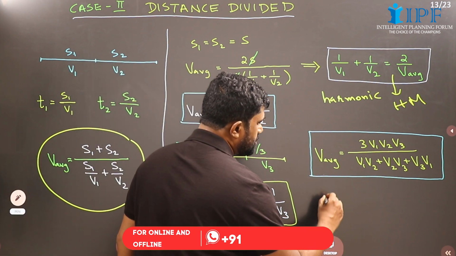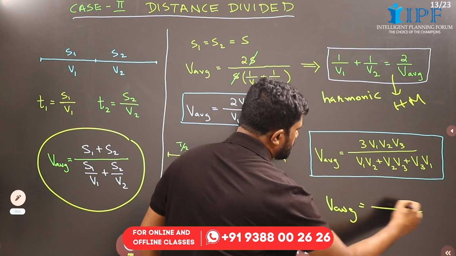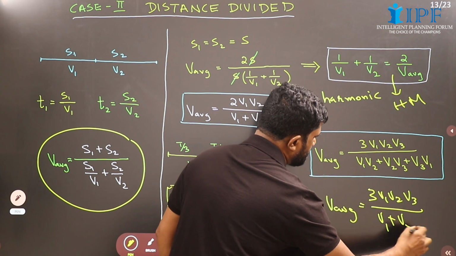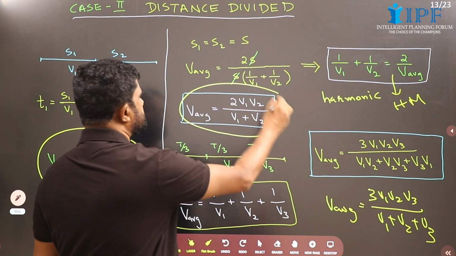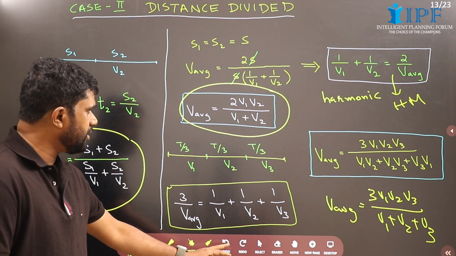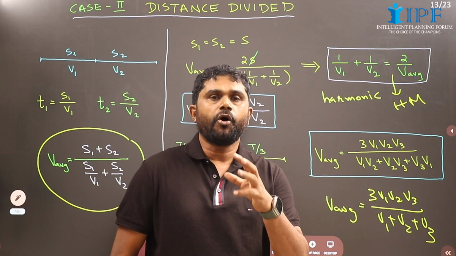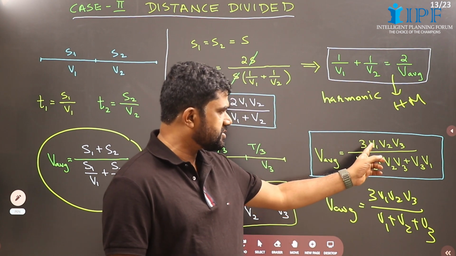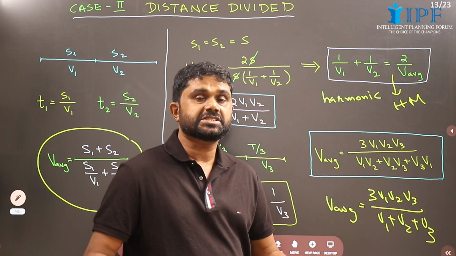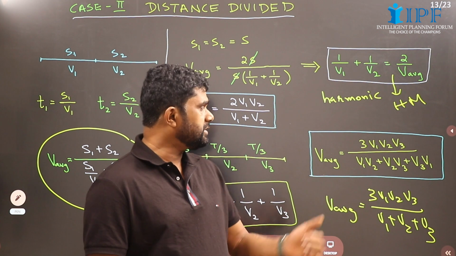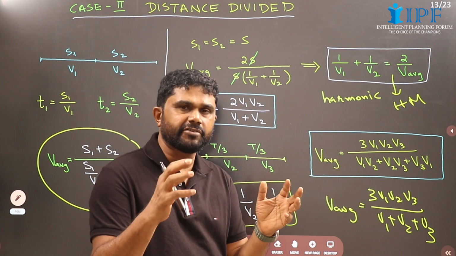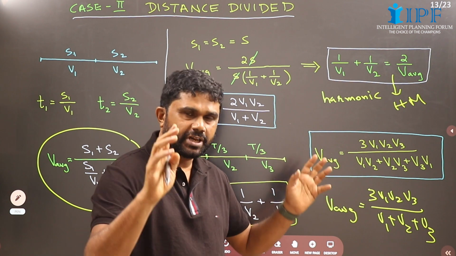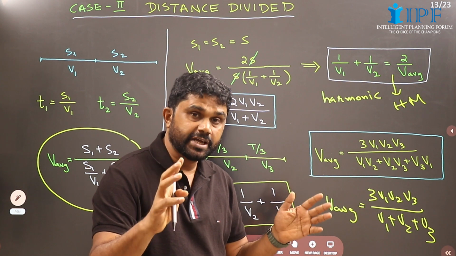You might have a tendency to write v average equals 3 v1 v2 v3 by v1 plus v2 plus v3, like this. It will not be correct. All the formulae and all the equations must be dimensionally correct. In the denominator, this is speed into speed into speed, meaning dimensionally it is speed cube. On the left side, v average will have the dimensions of speed. So on the right side also, the dimension must be that of speed.